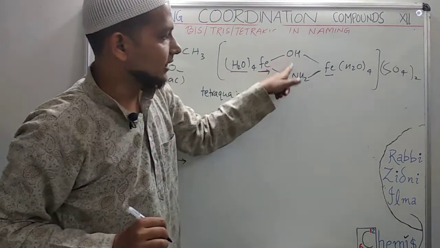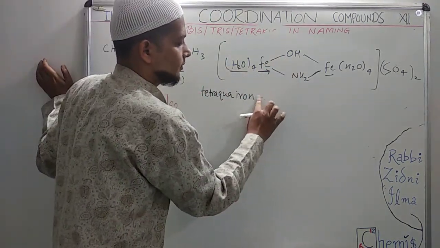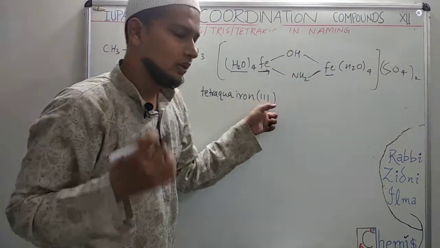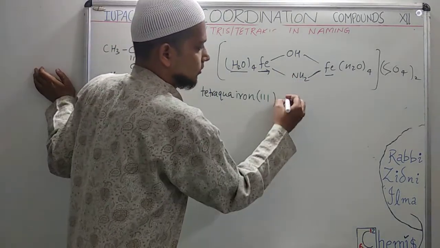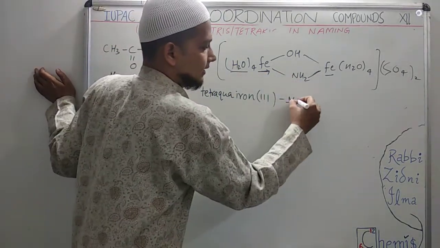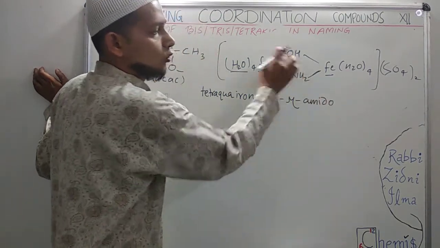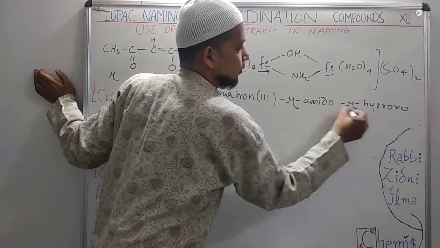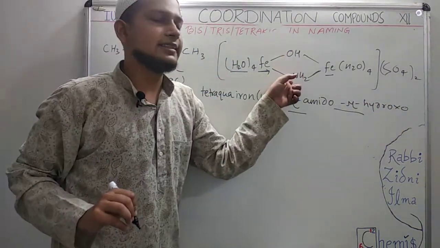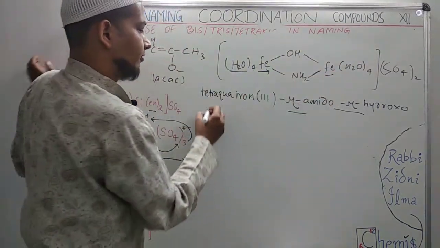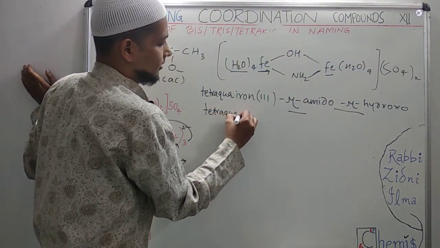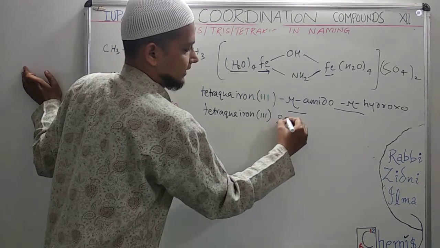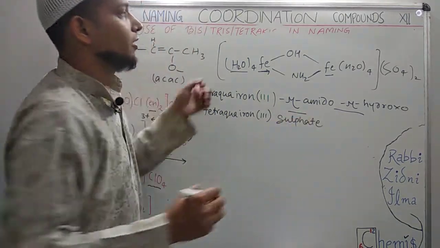Next we have this OH and NH2. For this iron the oxidation state is 3. Do the maths, you will know it is 3. Next up we have NH2, that will be the symbol mu first and the name is amido. For OH we have again the mu, that is hydroxo. So the use of mu is important as far as bridging ligands are concerned. Again (H2O)4 and Fe, we will repeat tetraaquairon(III), and it will be what? Sulfate. So this is how you will name bridging ligands.